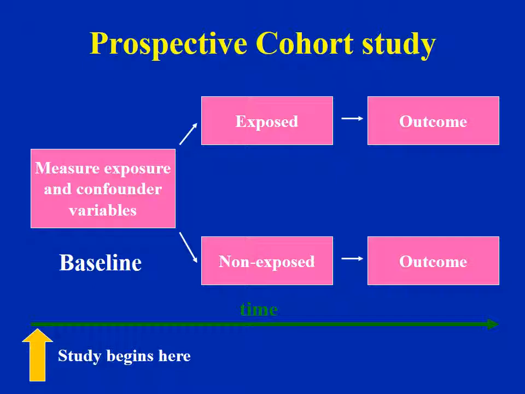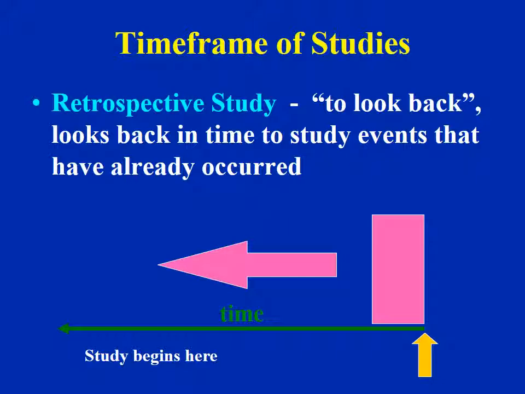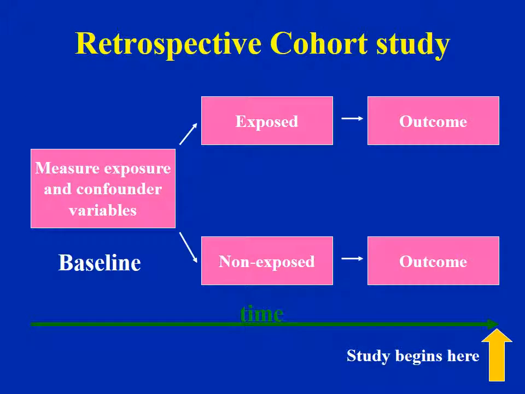In a prospective cohort study, we measure the exposure and other variables. We categorize people into exposed and non-exposed, and then we look for outcomes. If we're looking backward in time during a cohort study, we would follow events that have already occurred.